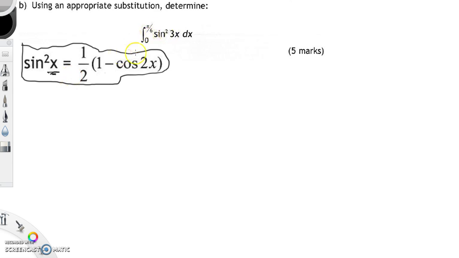So our function up here becomes, we keep the same limits, pi over 6 on the top, 0 below, and we get a half times 1 minus cos twice whatever this x value is, 2 times x. Now we had 3x sitting in that position, so twice 3x is 6x dx. And we integrate that now.